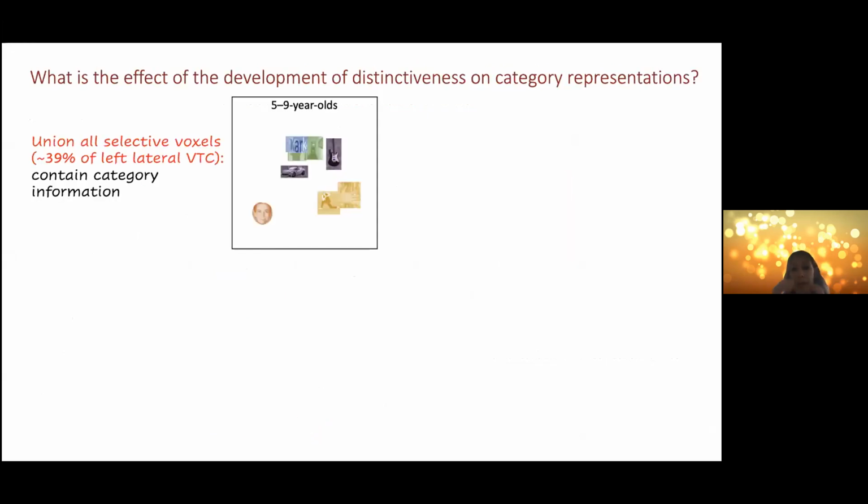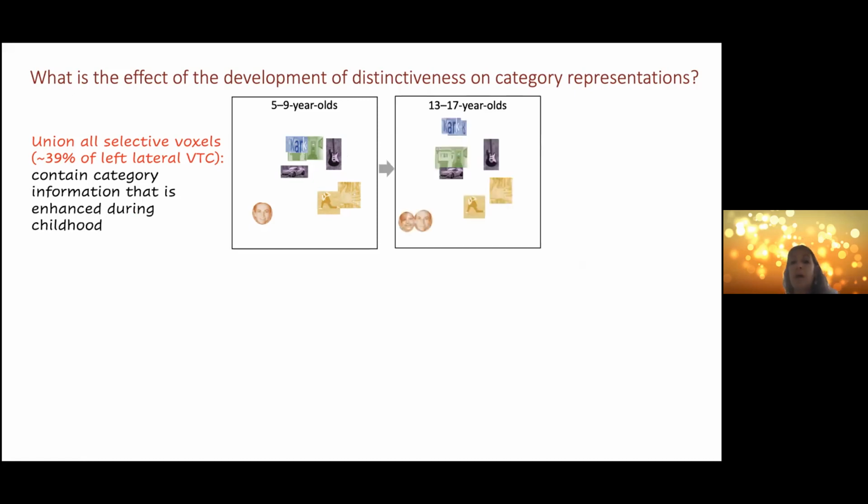To better understand how that affects category representations, we again used MDS to look at the representational space in children compared to teens, but this time focusing on the selective voxels of lateral VTC. This is the representational space of 5 to 9-year-olds. Again, you can see that the faces and the body parts seem to be separated from the other categories, but the numbers and words really are not separated from the places. With these changes in distinctiveness, we see an enhancement of category representations.